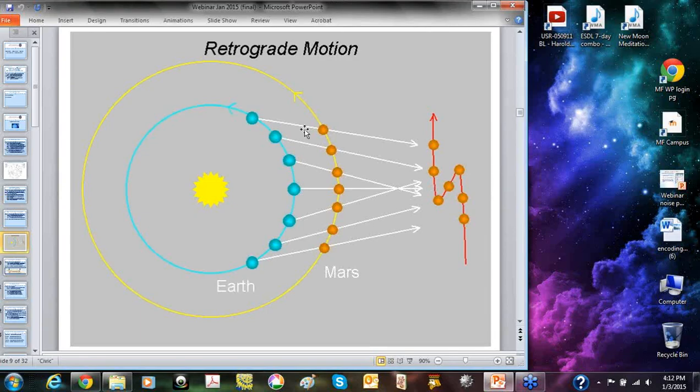So here's the Earth, here's Mars, and you can see the Earth catching up, then overtaking Mars, and this is what it looks like to us is happening.